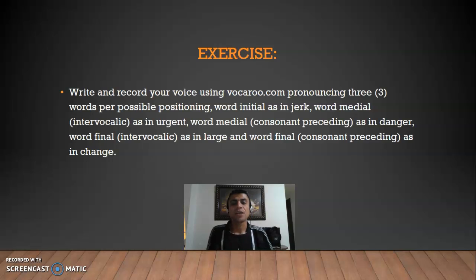An exercise to practice this sound could be the following. Write and record your voice using Vocabulary.com, pronouncing 3 words per possible positioning. Word initial, as in jerk; word medial intervocalic, as in argent; word medial consonant preceding, as in danger; word final intervocalic, as in large; and word final consonant preceding, as in change.